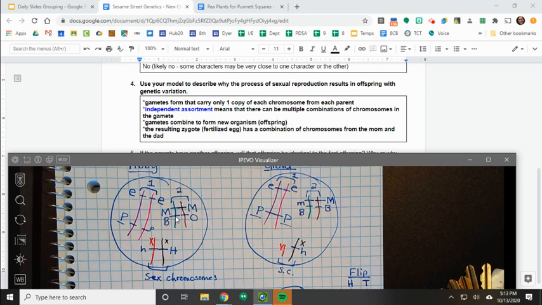Chromosome 1 sorts out, chromosome 2 sorts out, chromosome 3 sorts out, and that goes all the way down through chromosome 22 for humans, and then chromosome 23 in humans is our sex chromosomes, and those do the exact same thing. So we've got an X and a Y if we're male, we've got an X and an X if we're female. So those are the ways that we see independent assortment showing up here. So independent assortment means that there can be multiple combinations of chromosomes in the gamete.